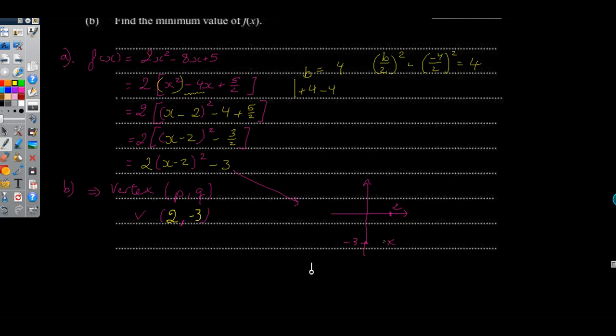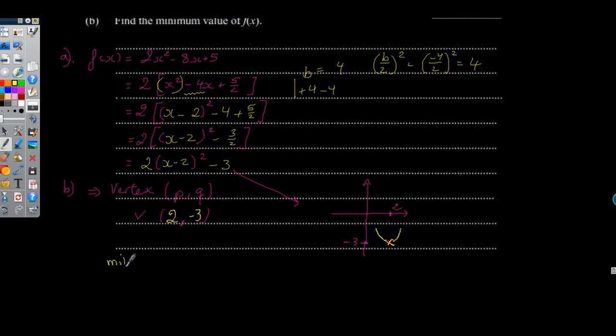Which means we can draw the parabola that belongs to this expression here. My vertex is here, and my parabola is opening upwards. Quite a steep one because it's got this factor 2 here in front. Okay. But if you look at the question again, find the minimum value of f of x, that isn't quite the same as asking what is the vertex.